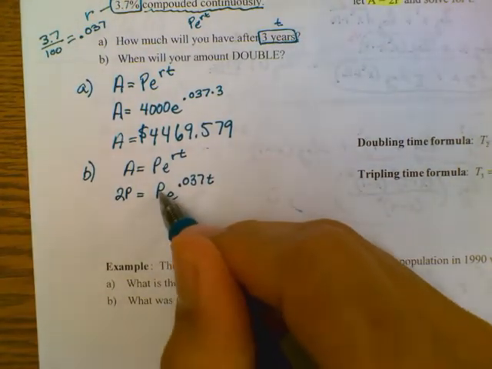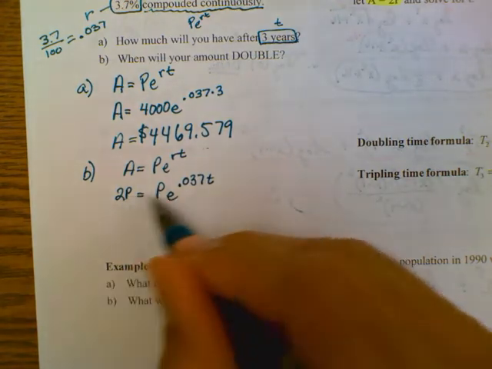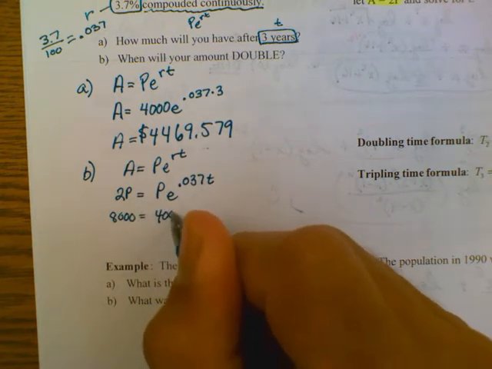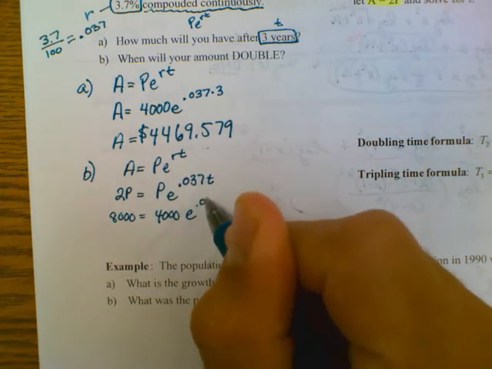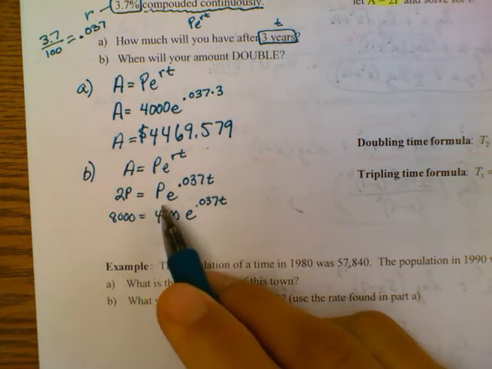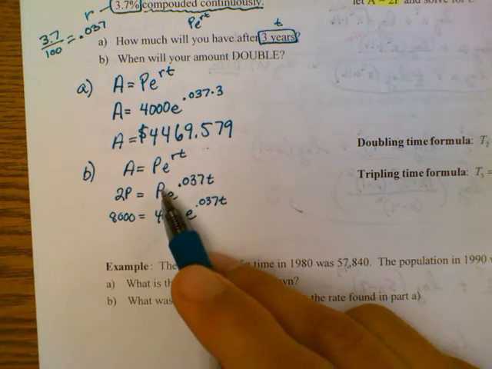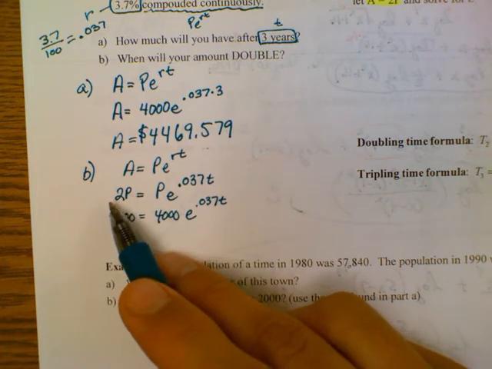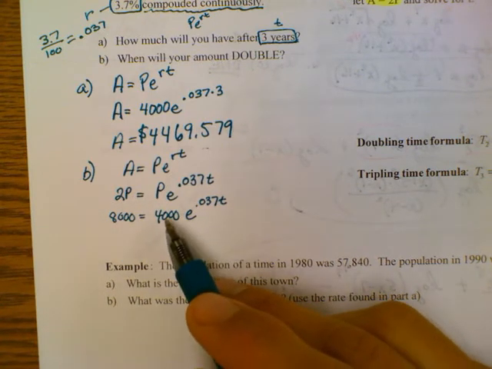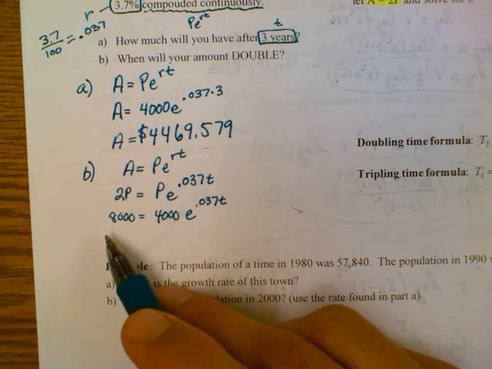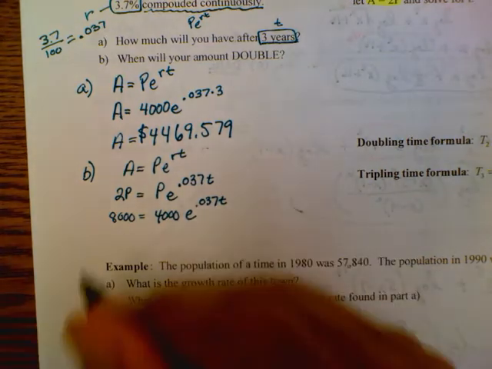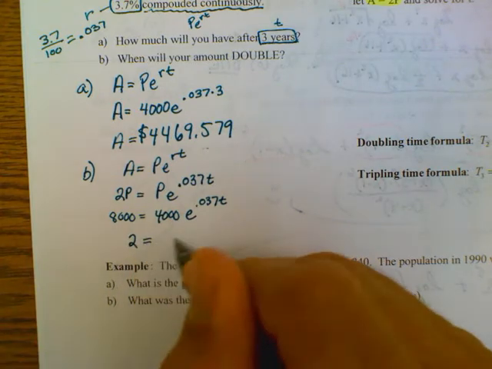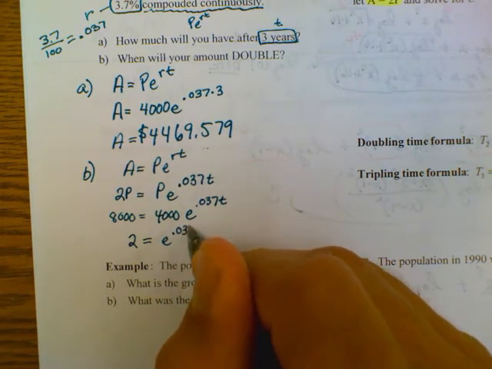If the principal was 4,000, then we could put the number 4,000 in there. That would give me 8,000 equals 4,000 e to the 0.037t. But really, we didn't even have to put any numbers in there, because if we divide by P, wouldn't we have gotten 2? Yeah, because the P's would cancel out. So I'm dividing by 4,000 on both sides, and we get 2 on the left equals e to the 0.037t.